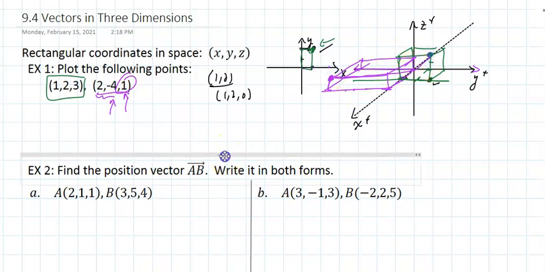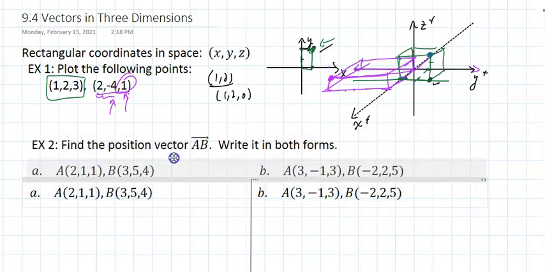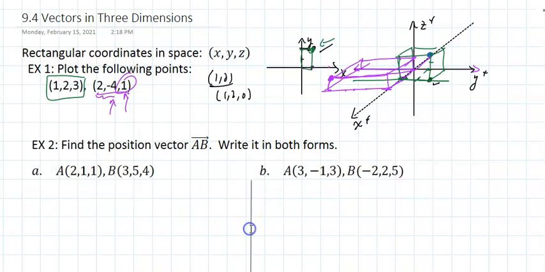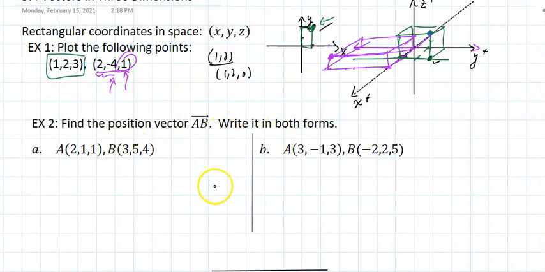So our first example is to really plot a few of those, and let's start with some vectors in 3 dimensions. I would like to find the position vector AB in both forms. Alright, now you don't have to graph it. I am going to try and plot it just for practice.